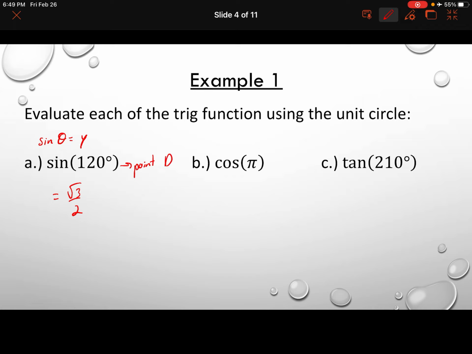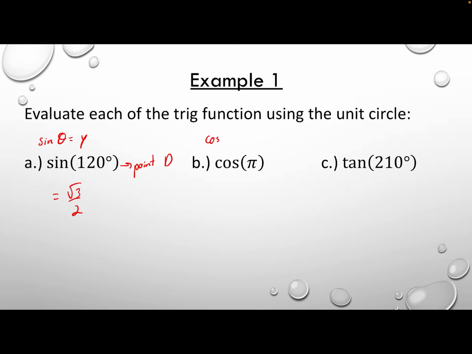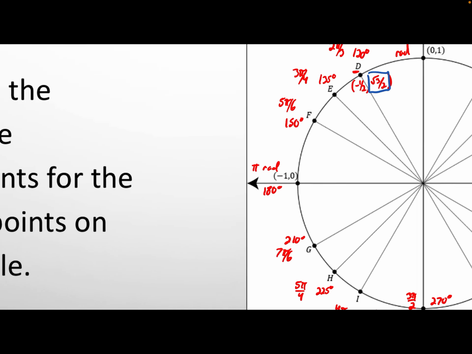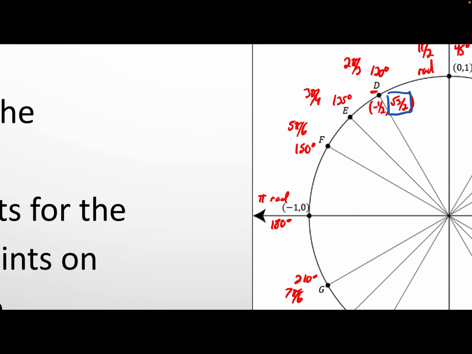So now let's look at part B. So part B is cosine of pi. Okay, so now let's look back at our unit circle. And just a reminder, cosine of an angle is equal to the x value of the point on the unit circle. So let's look at pi radians. So pi radians is all the way over here at -1 comma 0. So it's on the left edge of the circle, -1 comma 0.